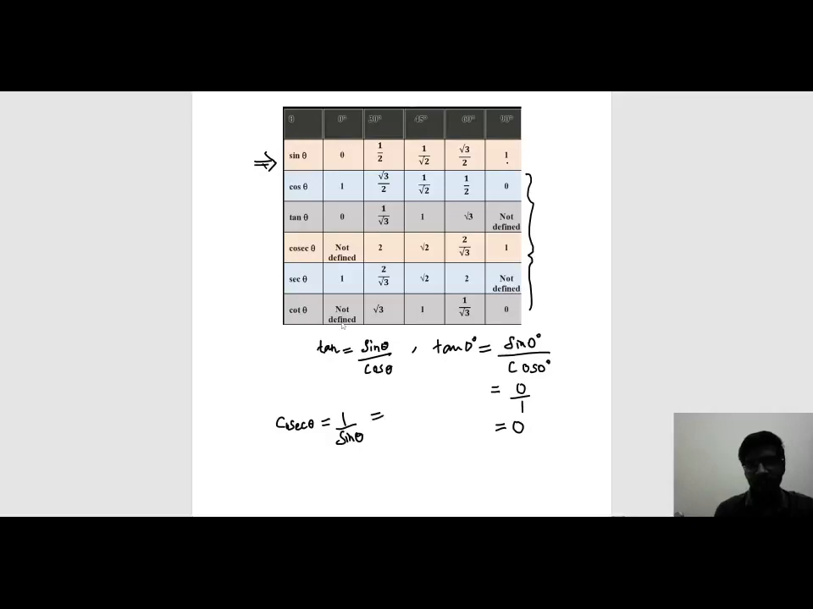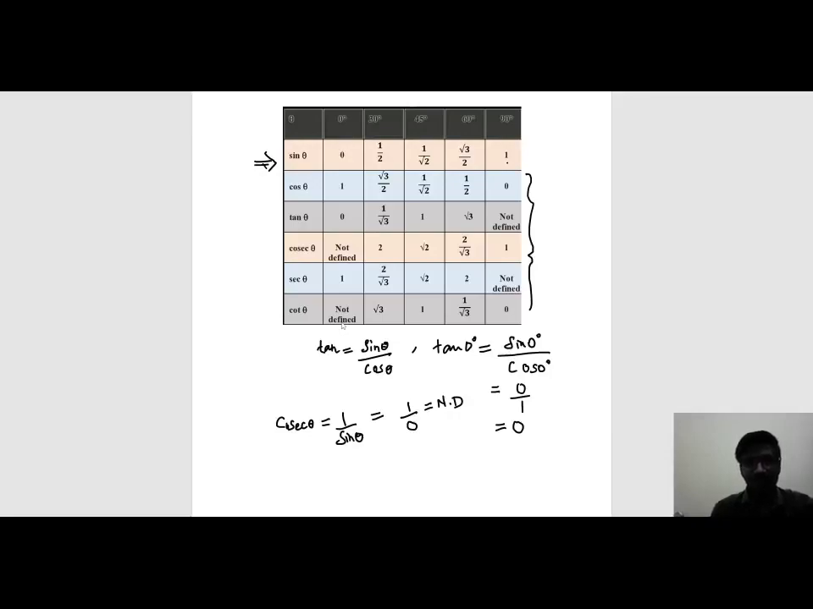Now using this, you can get the values for the fifth row, right? So if you say cosec 0, it will be 1 divided by sine 0. Sine 0 is 0, so you will get not defined, right? Similarly, other values you can obtain.